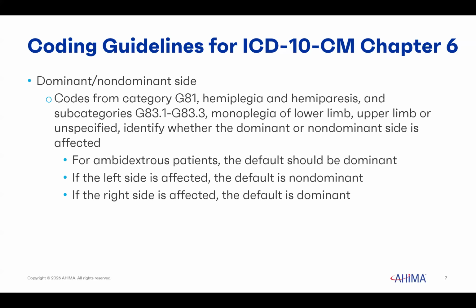So for an ambidextrous patient, the default is dominant. If the left side is affected, it is non-dominant. In other words, we assume everybody's right-handed unless otherwise stated. And if the right side is affected, the default is dominant.